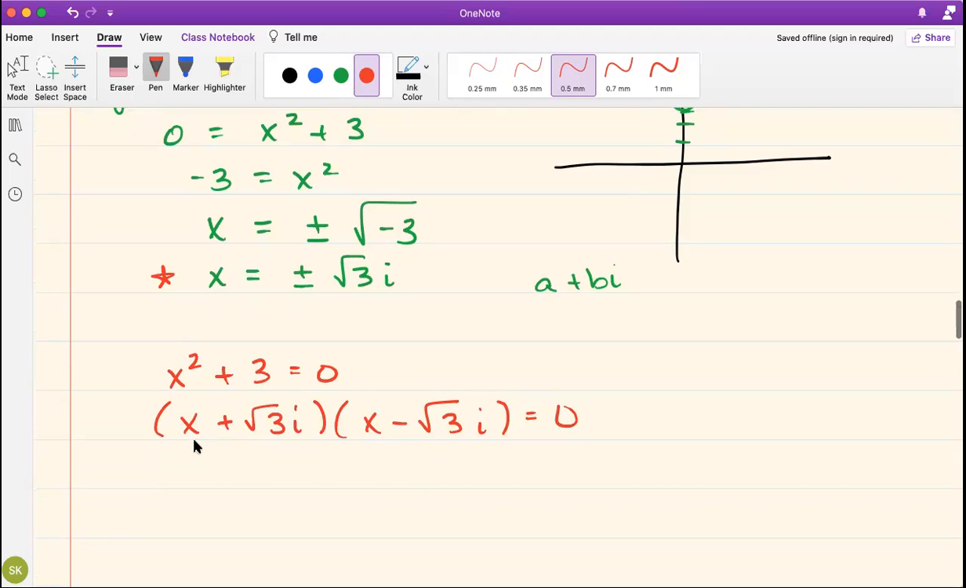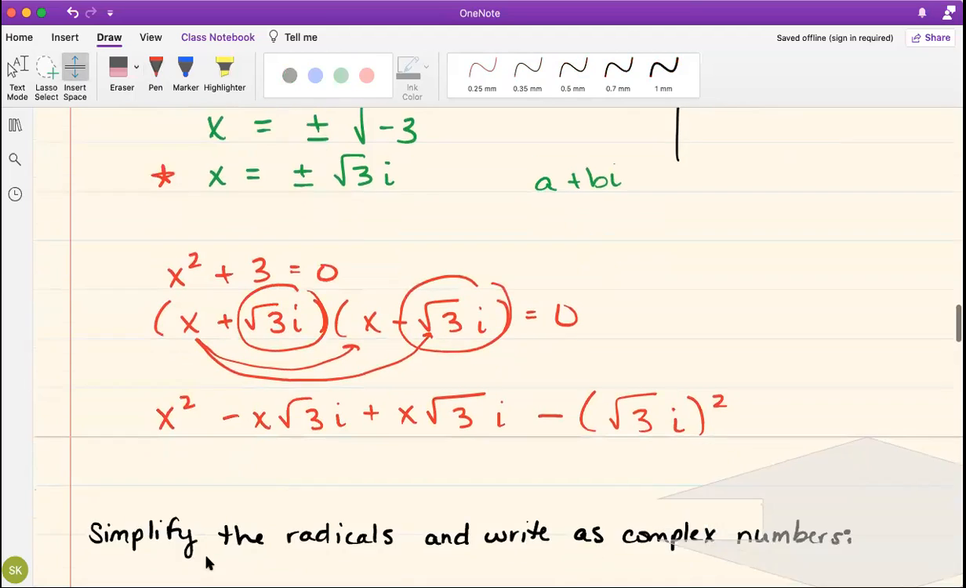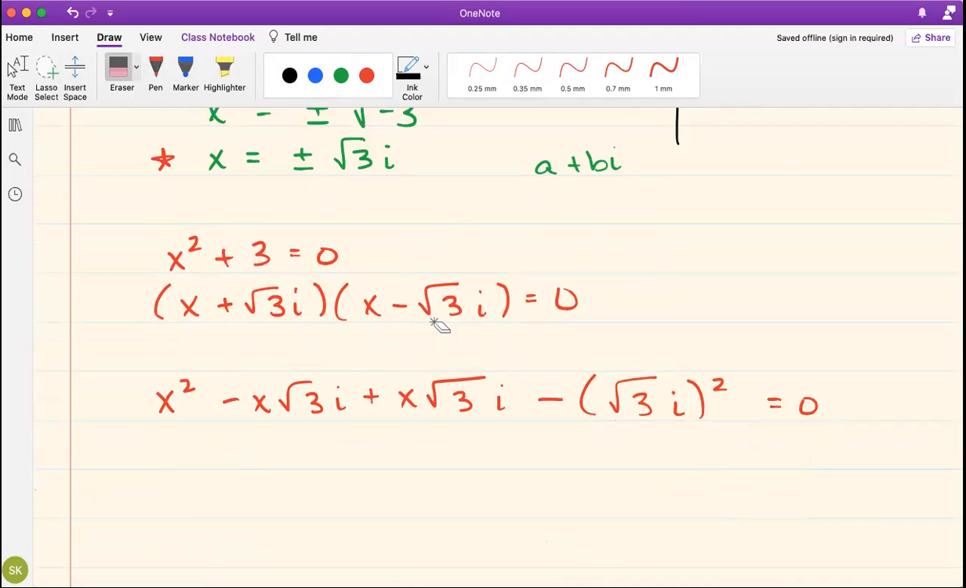What would we get? We would get x times x, which is x squared, and then we have an x times a negative square root 3i, and then we have an x times a positive square root 3i, and then this last piece is minus this one times this one, because I have this minus here, so I get the square root of 3i squared. And we're setting that equal to 0. And that's just FOILing this out. And then you can see what I have here, minus x square root 3i, I have that here as well. So those cancel, because I have a minus and a plus.